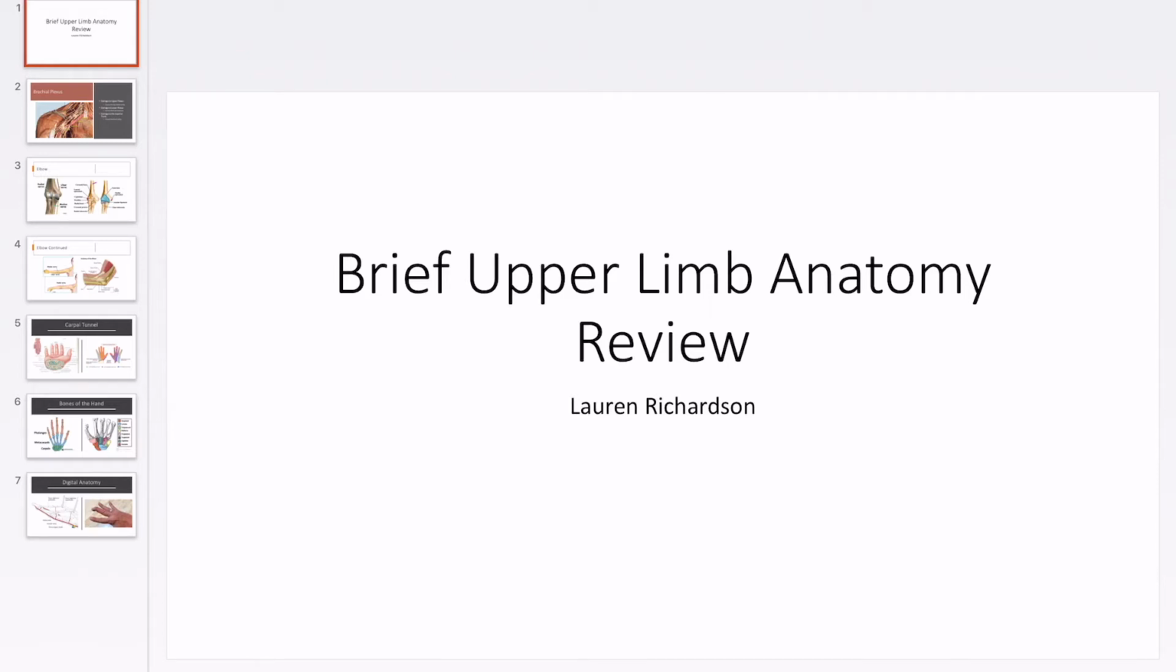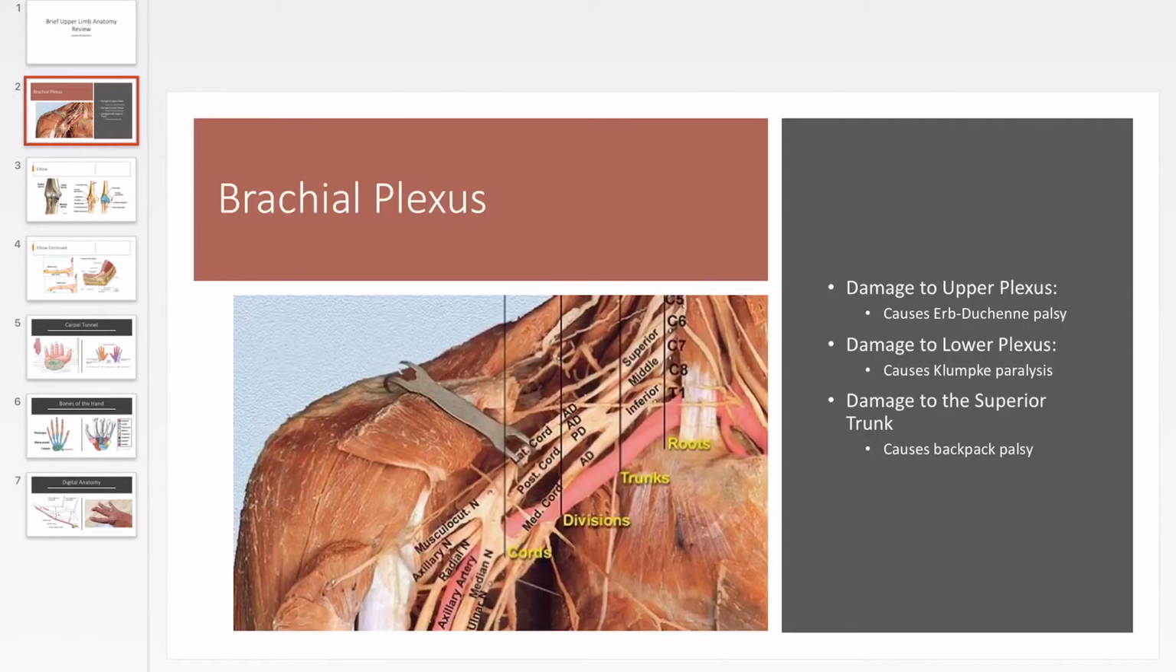Hey guys, we're going to get started with a brief review of the upper limb anatomy and a little bit of the hand. We're going to get started here with the brachial plexus. You can see our nerve roots here are C5, C6, C7, C8, and T1. Those are going to give rise to your superior, middle, and inferior trunks.